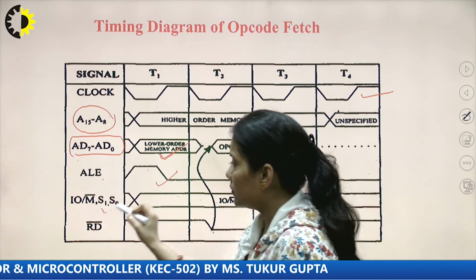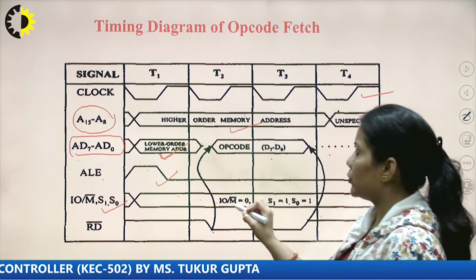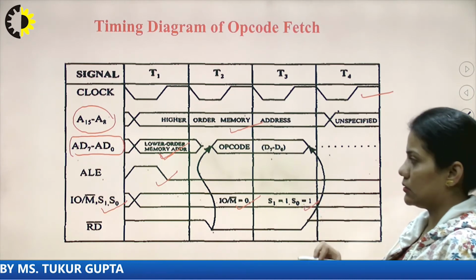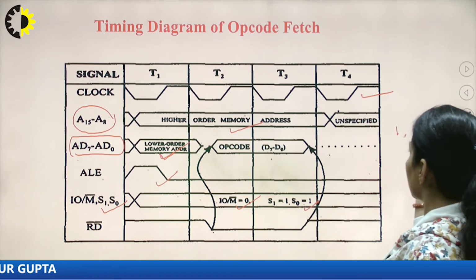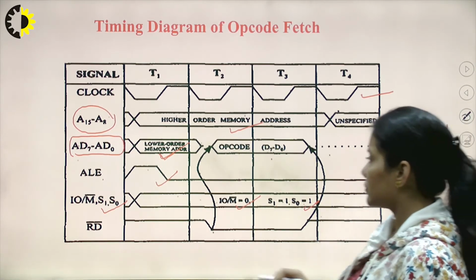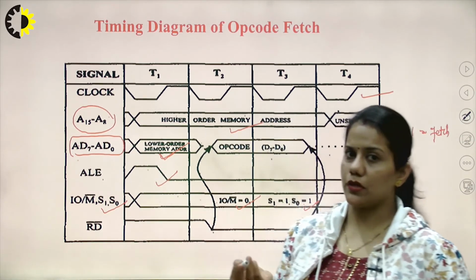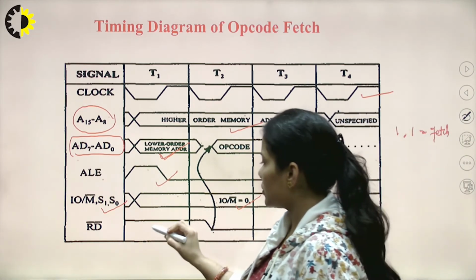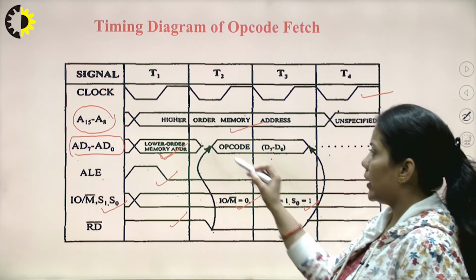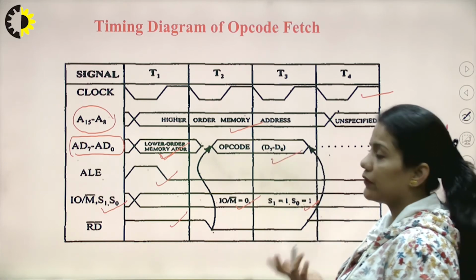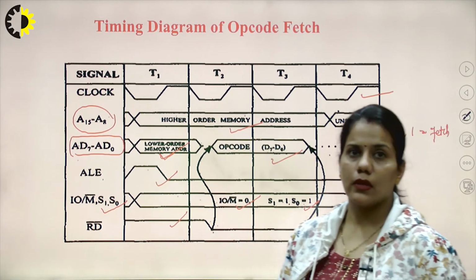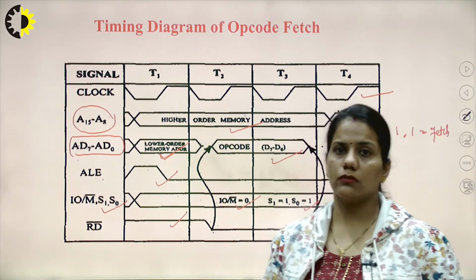Again, when talking about the status signals, IO/M bar is 0 here, and S1 and S0 are 1 1 each. When we say S1 and S0 are 1 1, it means fetch cycle. Again, since this is a read operation, during the initial state read is low, is not activated, it's deactivated, and during the opcode fetch, which is basically a read operation, opcode read, the read signal is activated. So this completes our opcode fetch machine cycle.